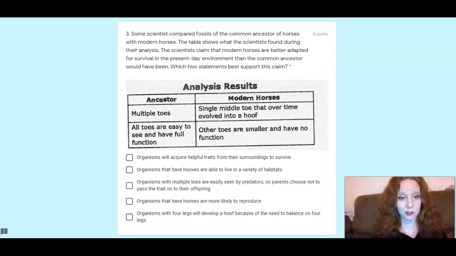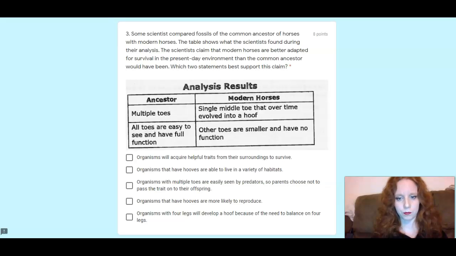So we've got an ancestor with multiple toes. All toes are easy to see and have full function. That is creepy thinking about with a horse. Modern horse, single middle toe that over time evolved into a hoof. Other toes are smaller and have no function. Also creepy to think about horse hooves as toes. But I digress. We need the two statements that best support the claim that modern horses are better adapted than their ancestor.